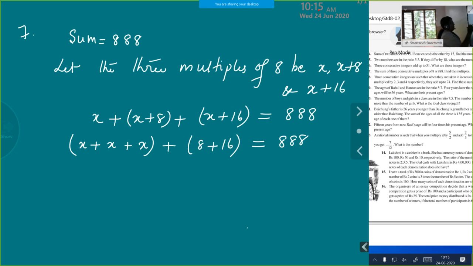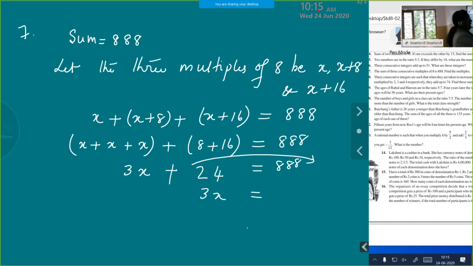So when you add the x 3 times, we get 3x plus 16 plus 8 is 24. This is 888. So we get 3x is equal to, bring the 24 to this side. So when you minus 24, you will get 864. Okay. Now x is equal to 864 by 3. How many times 3 goes in 8 is 2 times, 26. So we get the number as 288.